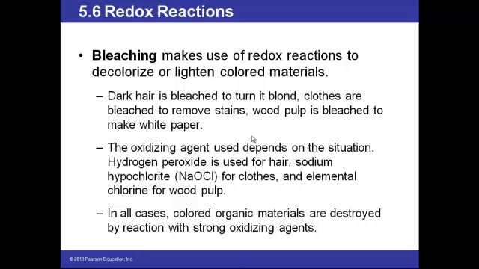Different oxidizing agents are used for different situations depending on what you're doing. Commonly, hydrogen peroxide is a good oxidizing agent that's used for hair to make the hair blonde. Sodium hypochlorite, or bleach, is used for clothes, and elemental chlorine is often used for wood pulp to create paper. In all the cases above, the colored organic material becomes destroyed by its reaction with the strong oxidizing agent.